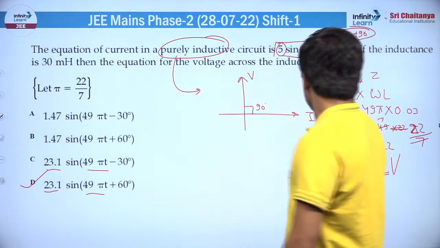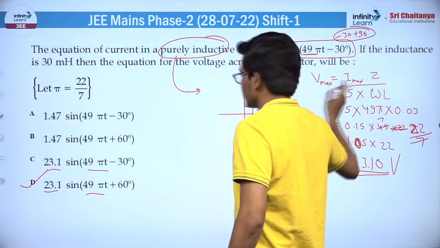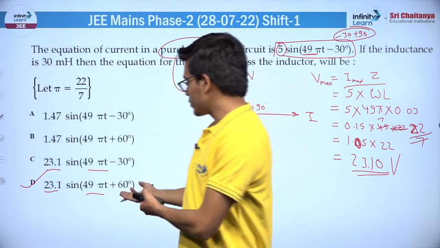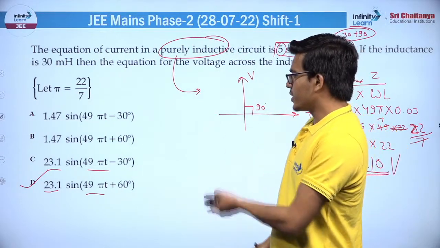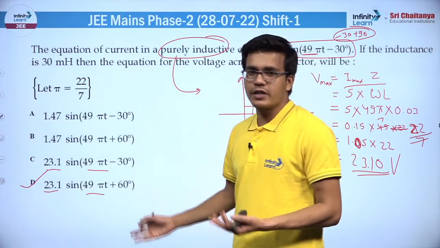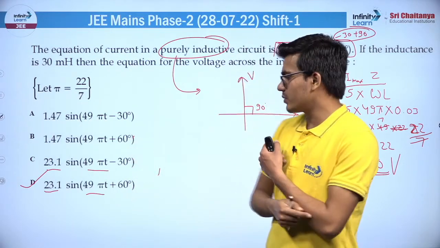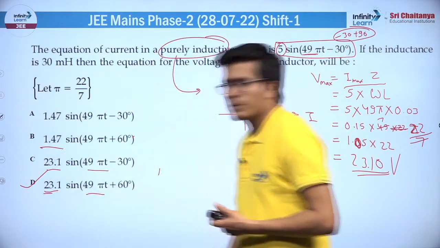So a simple question, you just have to calculate this maximum value by using this formula, or you can say Ohm's law, then you just have to check that the voltage always leads the current. So it was pretty much clear that the option will be either B or D, because only they are leading the current by 90 degrees, right? So you just have to focus on this term.